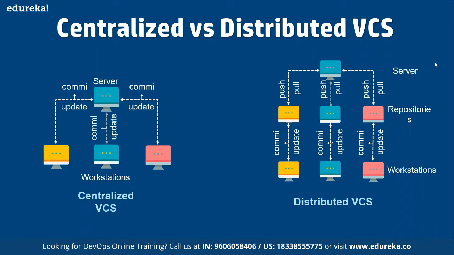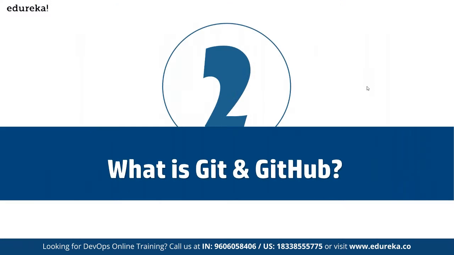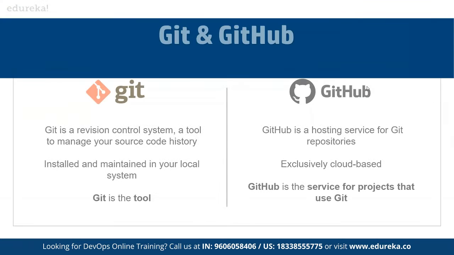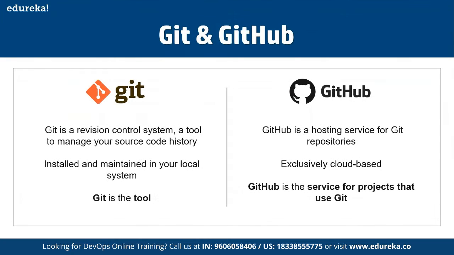Now, if we talk about Git and GitHub, Git is one of the most popular version control systems, and it is based on the distributed architecture that we have. And that is exactly what GitHub is all about. It is basically our distributed version control system.